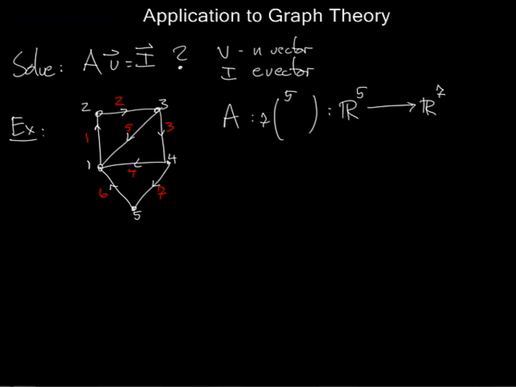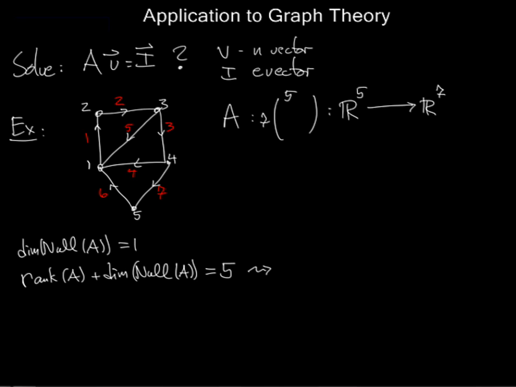I'm not going to write down A right at the moment, but let's just think a little bit about these dimensions. The dimension of the null space of A is 1. That's what I said. So what does that say about the rank of A? Well, remember that the rank plus the dimension of the null space has to be equal to 5. So I've just computed the rank of this matrix is 4. And that's a useful piece of information because that says that the dimension of the image is 4. That's what the rank is.